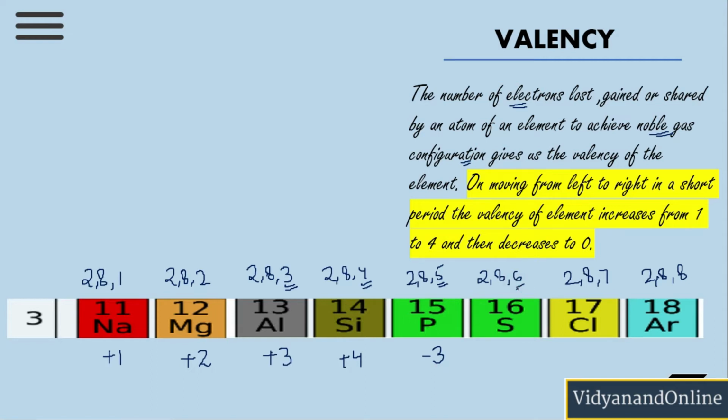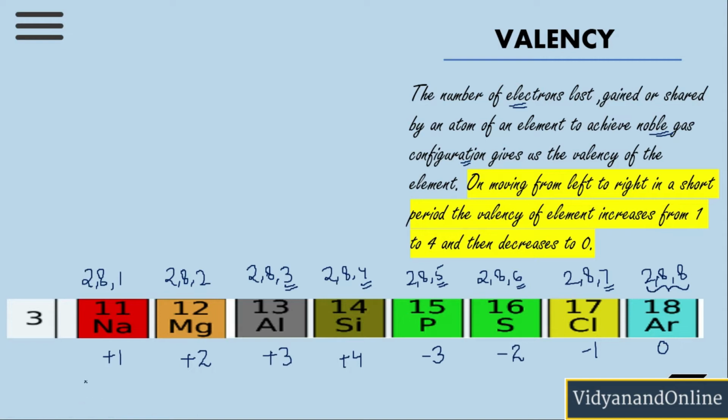Similarly, sulfur is going to accept 2 electrons, and that is why its valency will be -2. Chlorine is going to accept 1 electron, and that is why its valency is -1. Now argon already has a noble gas configuration, that is why it will neither accept the electron nor share the electron, and neither will it lose the electron, and that is why its valency is 0.